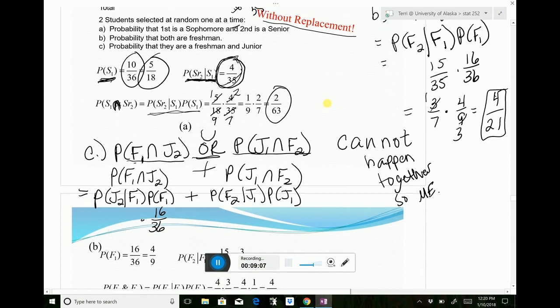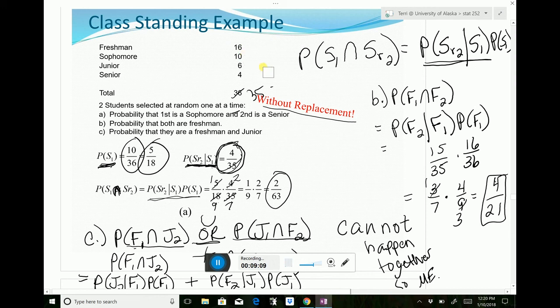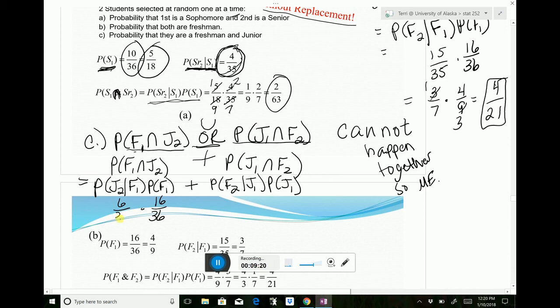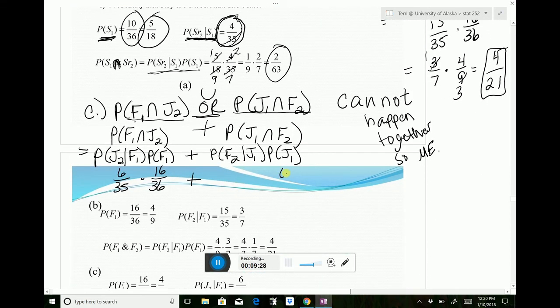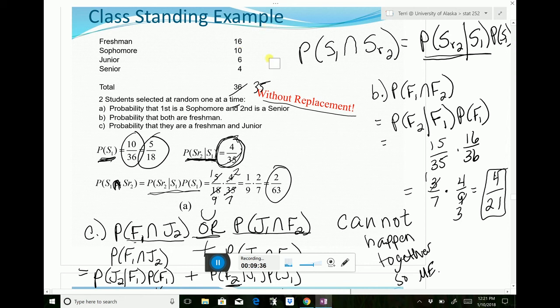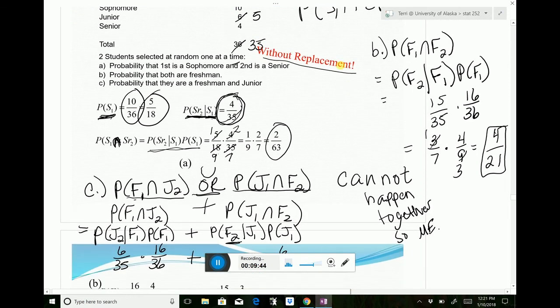The junior, given that we have a freshman first. So if this freshman got taken first, now there's 15 of these, 35 of these, but now the juniors have 6. So that's 6 out of 35. Plus, now the probability there was a junior first was 6 out of 36. And the probability that there's a freshman second, given that there was a junior first. So let's change the parameters a little bit. The junior was first, so now there's only 5 juniors, 35, but we want 16.